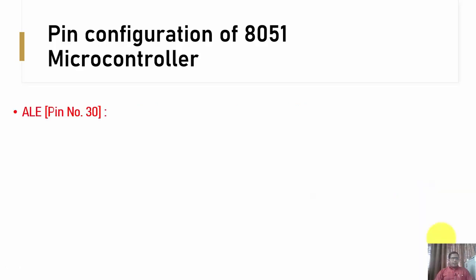Simple. The next pin is pin number 30, that is ALE. ALE stands for Address Latch Enable.